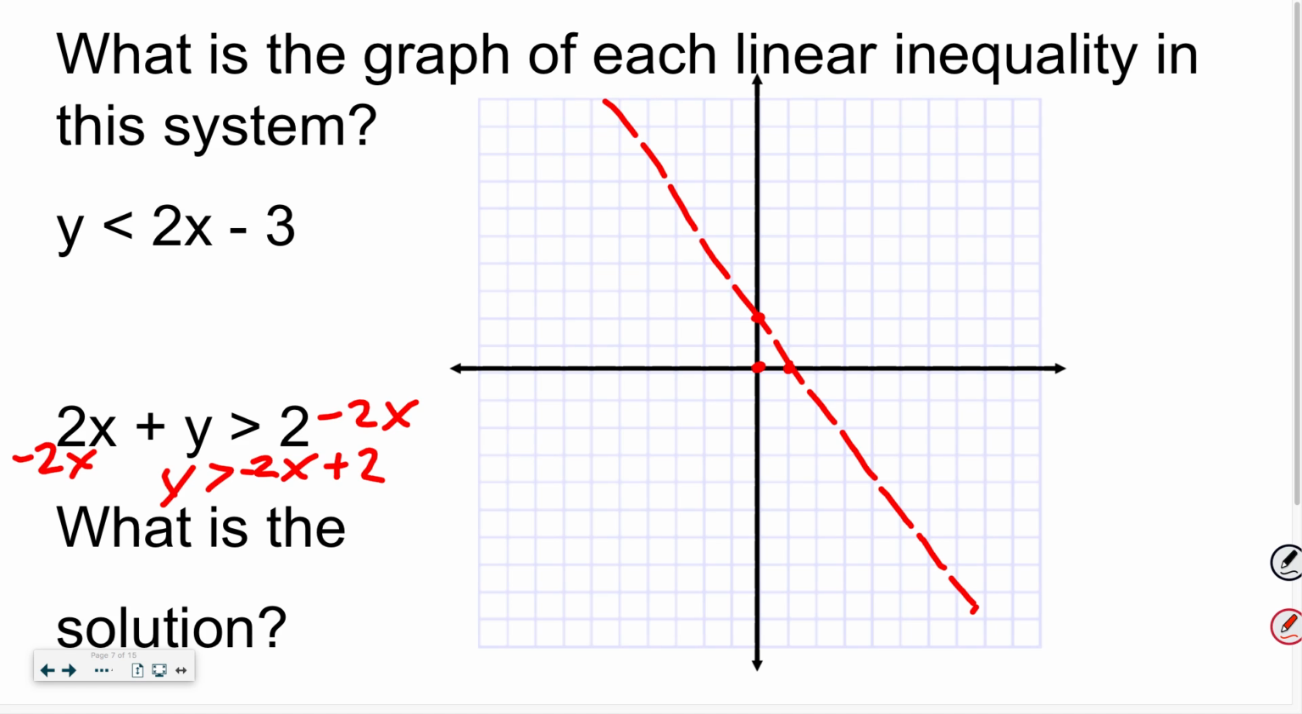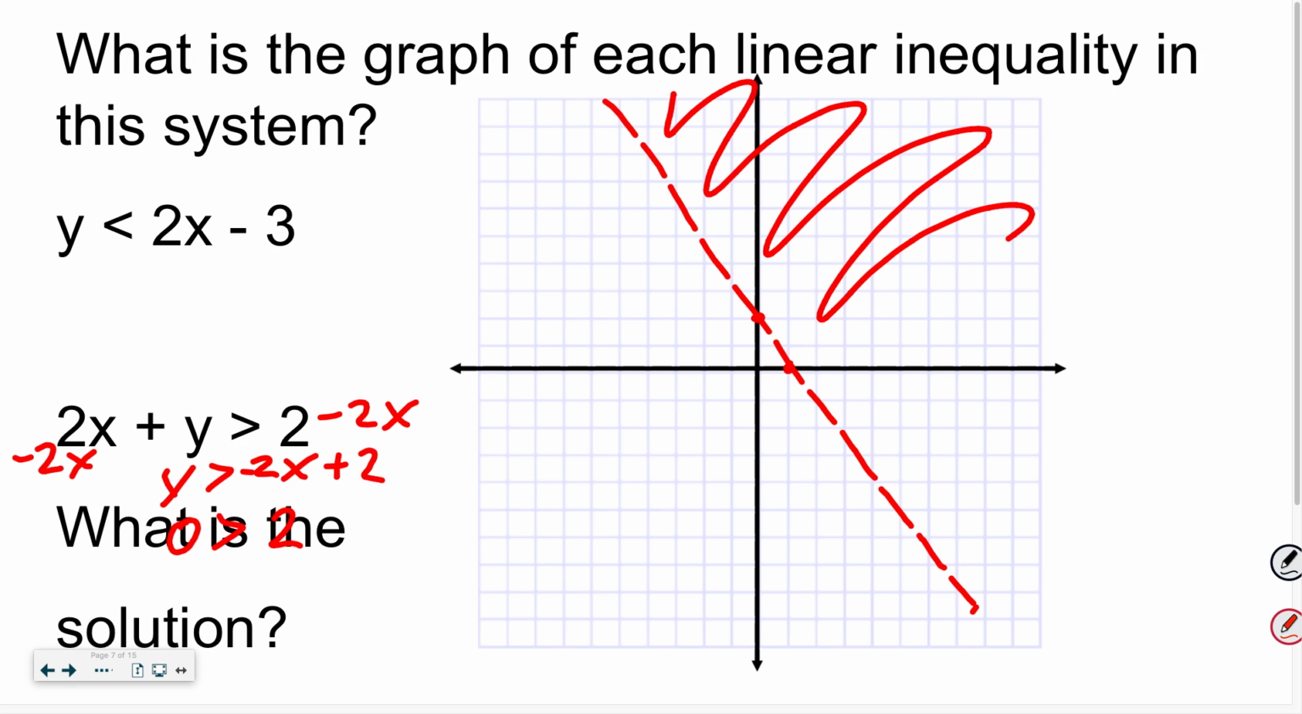So this inequality becomes what? So we plug in a 0 for x and a 0 for y. So 0. The 0 is greater than 2. Is that true? No. If it's not true, then that side can't be your solution, so what would you shade? The other side, and you could shade the whole side.